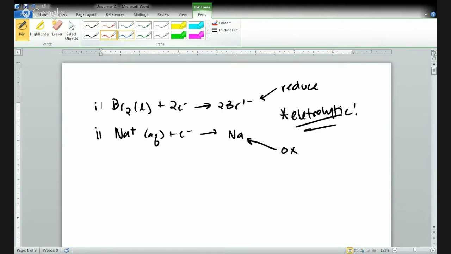So since we're going to hook it up to a battery, that's going to be what drives the electron movement. So in an electrolytic cell, the guy that normally wants to reduce is what's going to happen at the anode. And the guy that wants to oxidize is going to be what happens at the cathode. So that is how I know that equation number 1 is going to be the one that occurs at the anode. So it's just the opposite of what would occur in a normal voltaic cell.